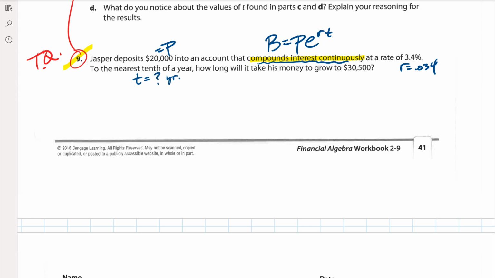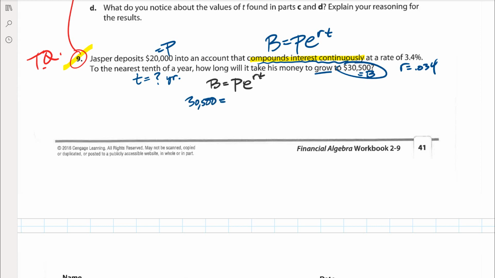How long will it take the money to grow to this? This is your future balance. It says grow, right? So to get from 20,000 to 30,500. Here we go. You always start off with what you are working with, and you're working with a compound continuous function. So you write it down first, and you substitute your numbers in. We want it to grow to 30,500, so that's B.